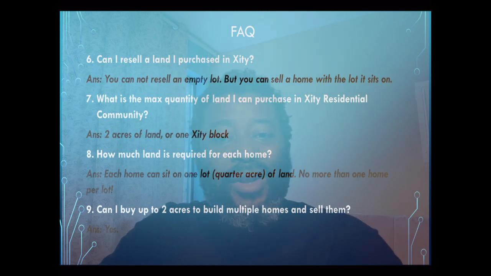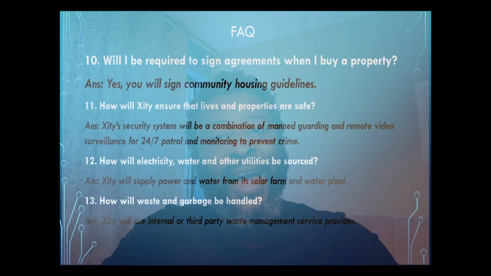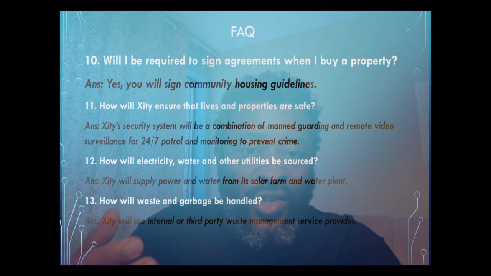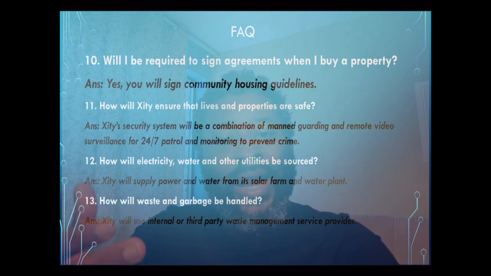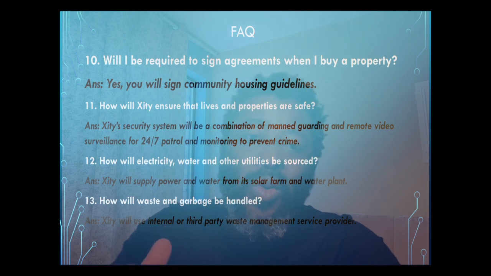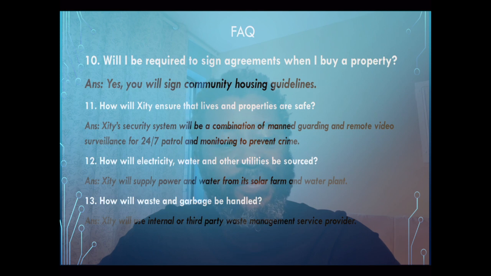Will I be required to sign agreements when I buy a property? Yes, you will sign some community housing guidelines. For instance, an example of the guidelines that will be in this document is a limit on the fence height. We want the beauty of Xity residential community buildings to show out when people are walking along the pedestrian-friendly streets. They should see the beauty of the city popping out. So we are not going to allow residents to build a walled garden. It's going to be low and see-through types of fences. So we're going to have a height limit.